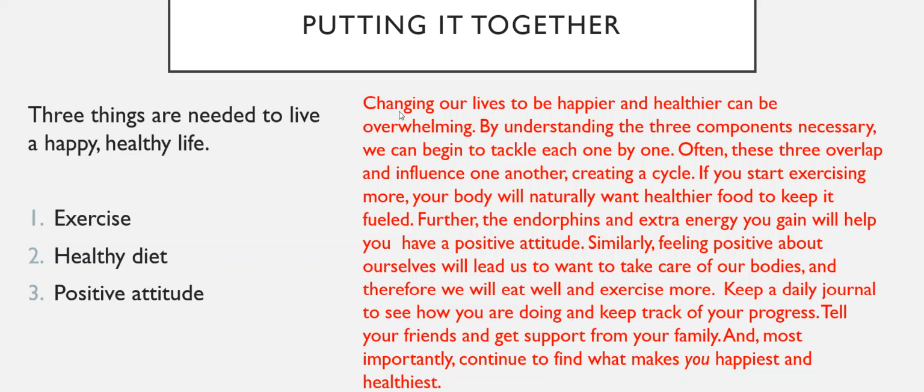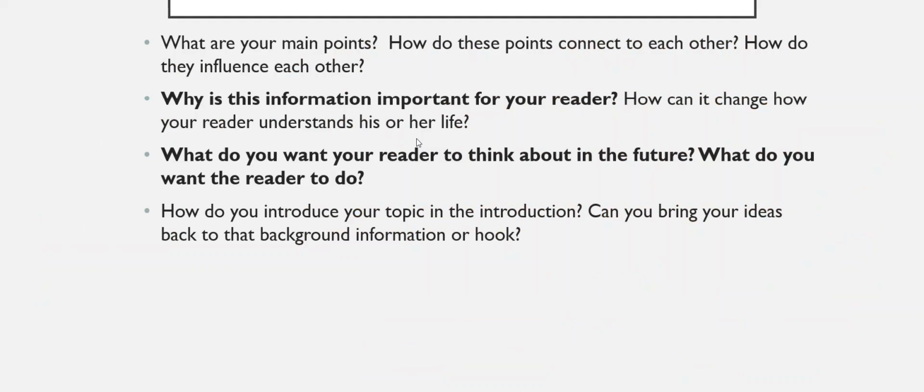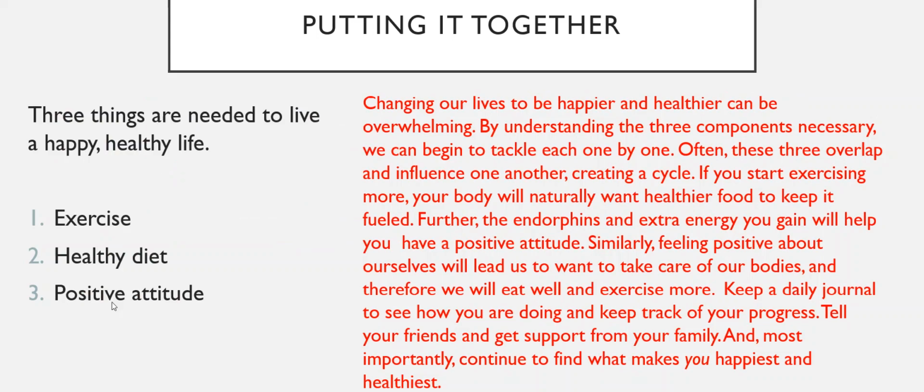Okay, so let's break this down. This first part, changing our lives to be happier and healthier, can be overwhelming. By understanding the 3 components necessary, we can begin to tackle each one by one. This part really relates to the reader. They recognize that the reader might feel overwhelmed. The reader just read all about these things that they need to do, and sometimes that can be scary. So they're relating to the reader, and then they're trying to show the reader how they can overcome this problem by tackling the components necessary.